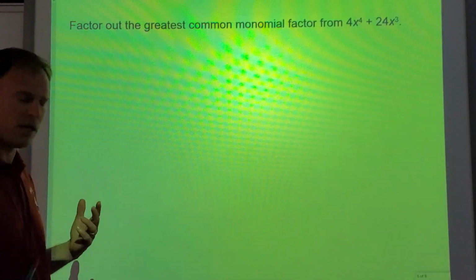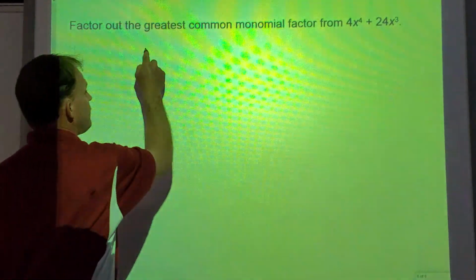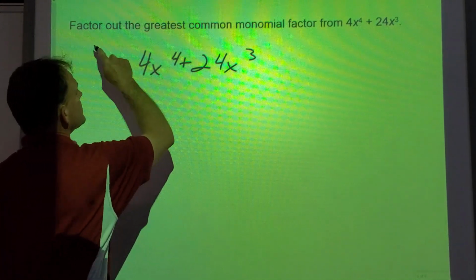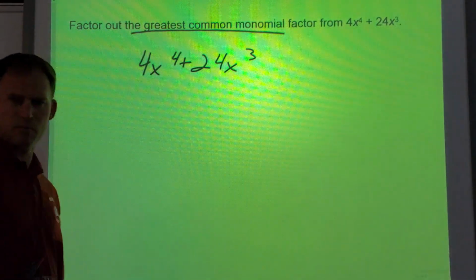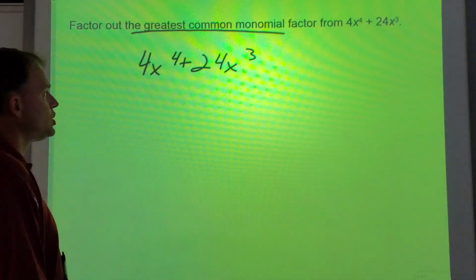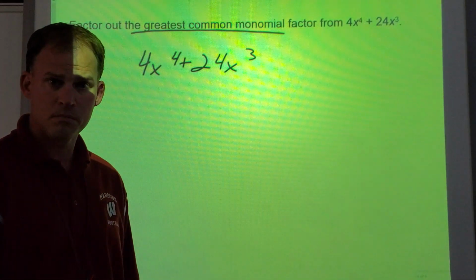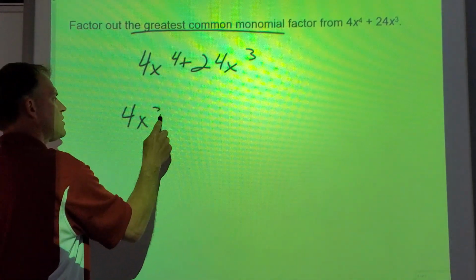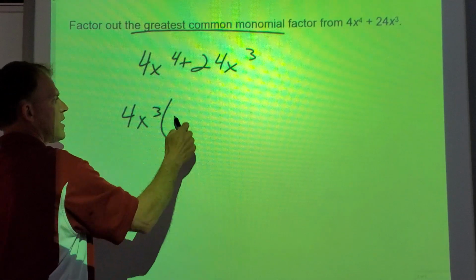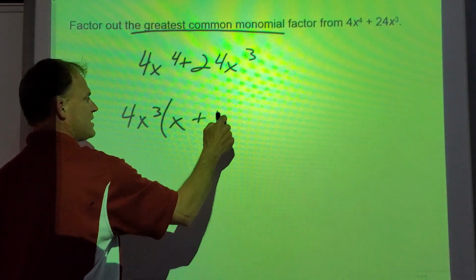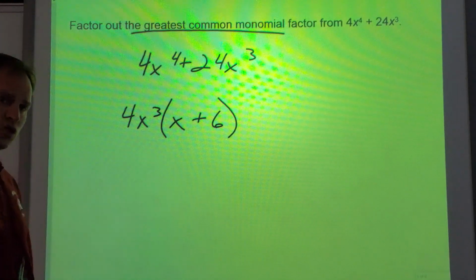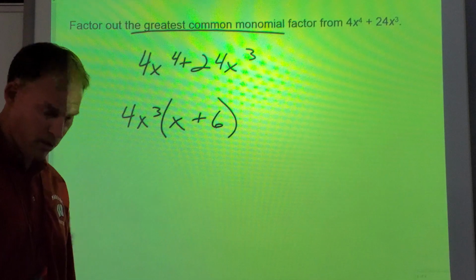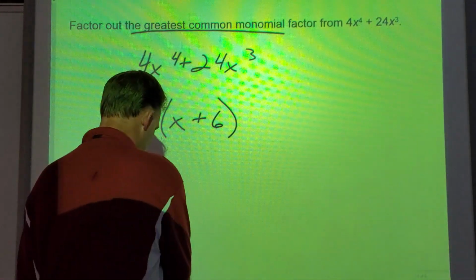Let me refresh your memory of some stuff. So we have 4x to the 4th plus 24x to the 3rd. It says greatest common monomial factor, GCF. What is the GCF here? They have a 4 in common and an x to the 3rd. If I take 4x to the 3rd out here, I have an x left. Take this, I have a 6 left. So a little GCF factoring, throwing that in there to refresh your memory. All right, questions?